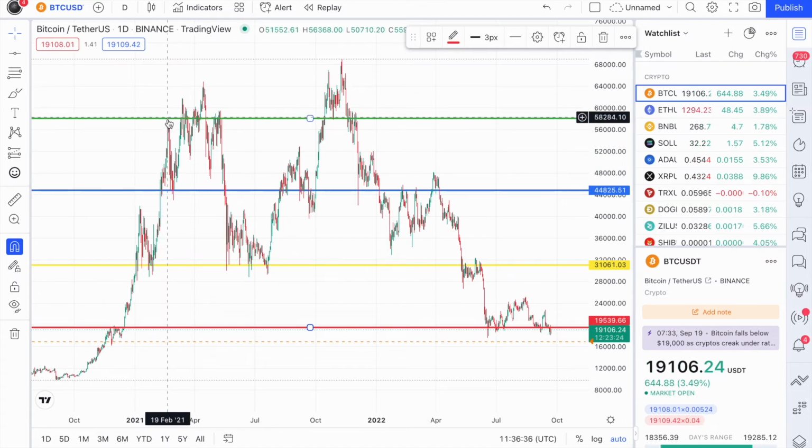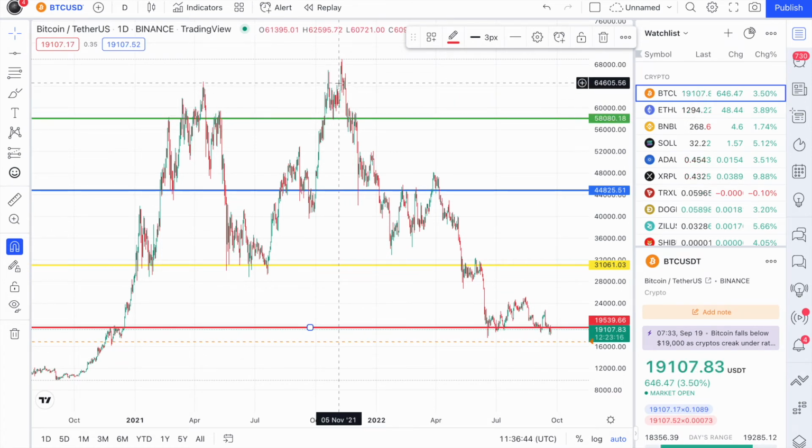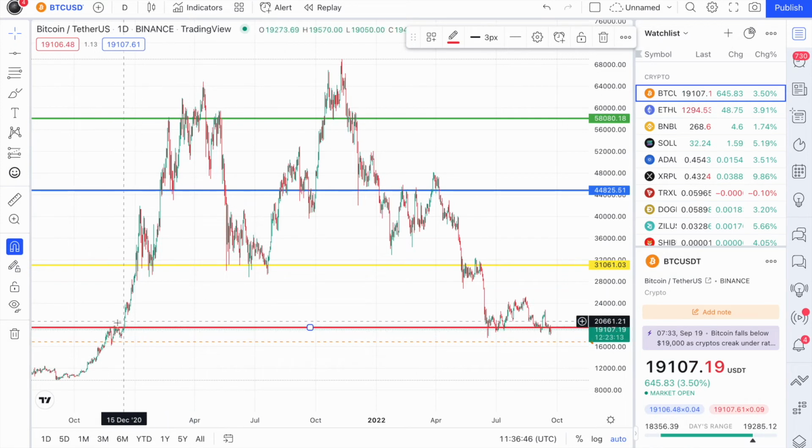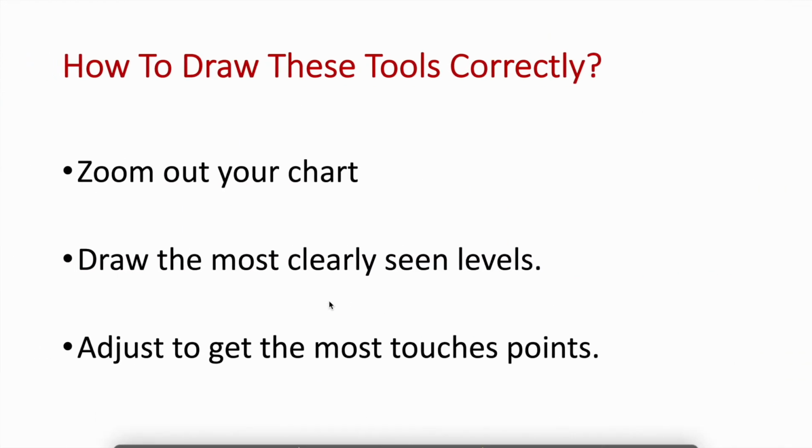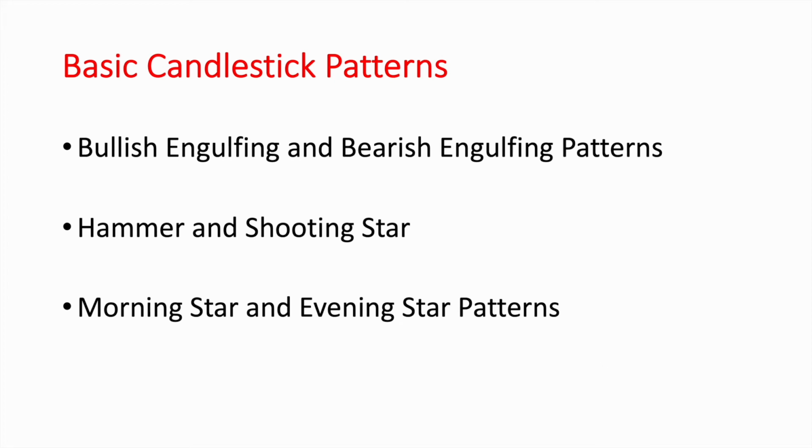Now this same line is acting as resistance here, but at this level it became support, because it was trading above it. So just like here, it was price rejection, and here it became support. So basically, this is how you make your inferences about support and resistance lines. So we're able to zoom out our chart correctly, draw the most clearly seen levels, and adjust to get the most number of touches. Further, I will explain some candlestick patterns.